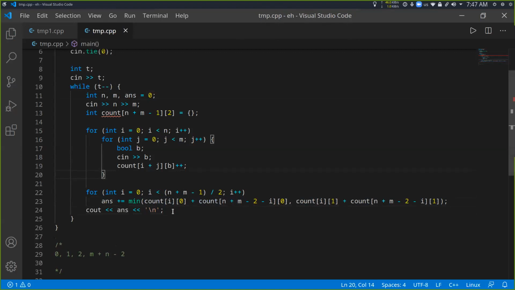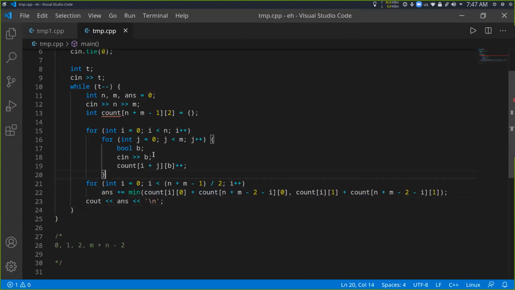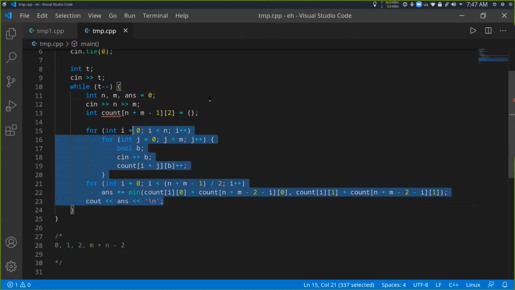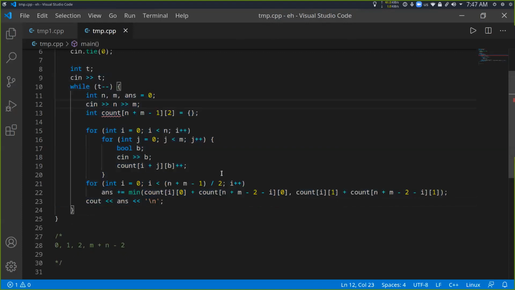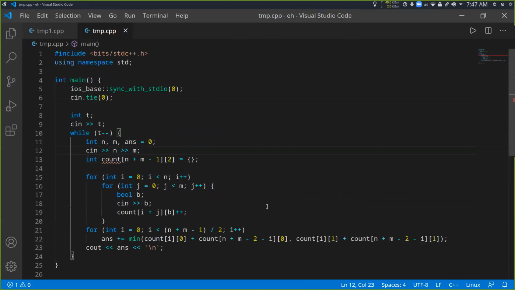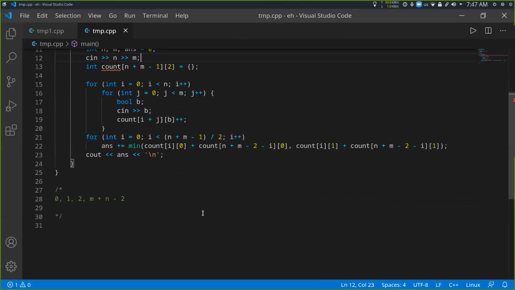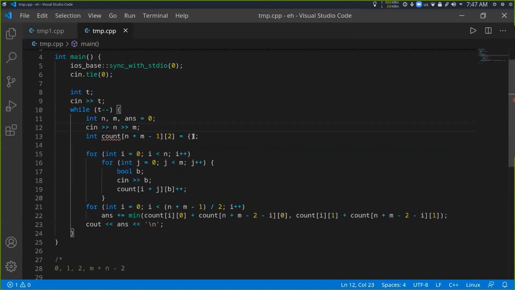And here we output the answer, and that's it. Okay, so do you have any question for this code before submitting? Anything you don't understand? Any line?